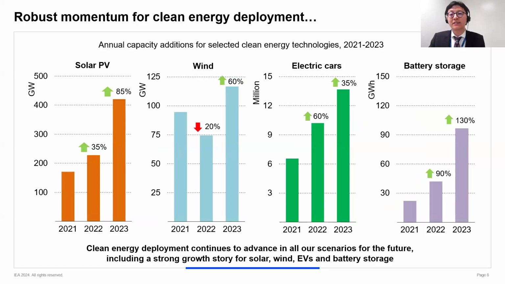Another context before diving into the critical mineral topics: there's a lot of debate about the pace of clean energy deployment. But in our view, the momentum for clean energy deployment remains quite robust. As you can see from the chart, solar PV registered some 85% growth in 2023, and wind suffered a little bit in 2022 due to supply chain bottlenecks, but resumed growth of 60% in 2023.